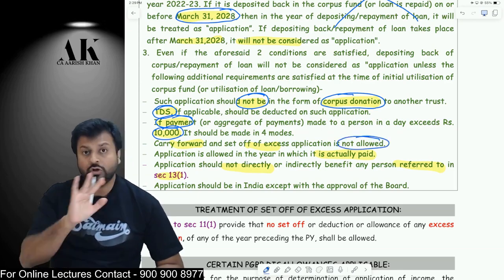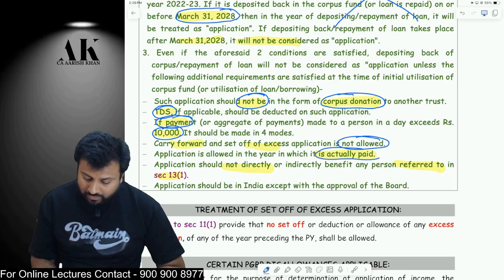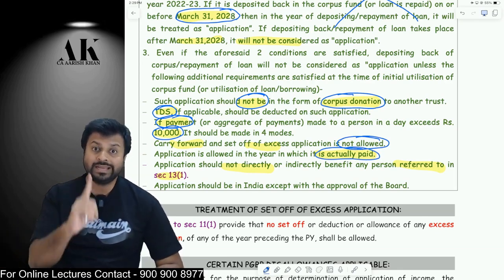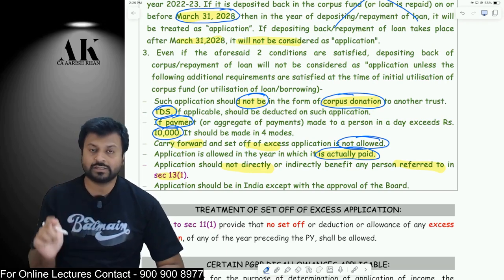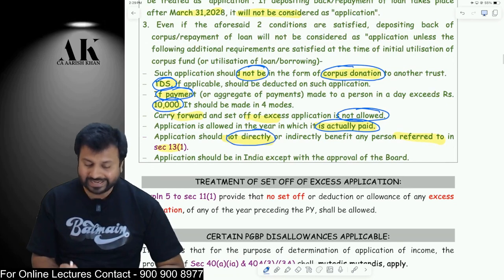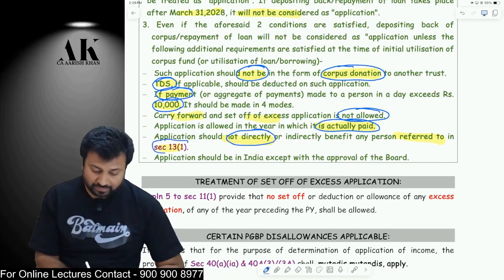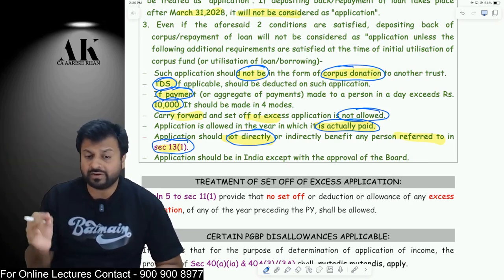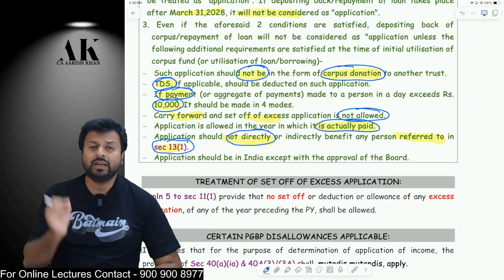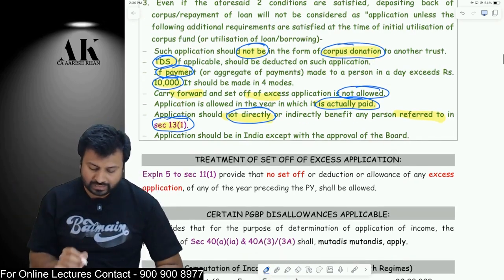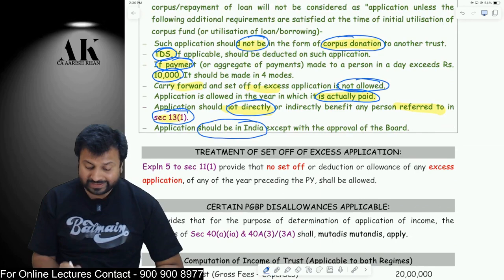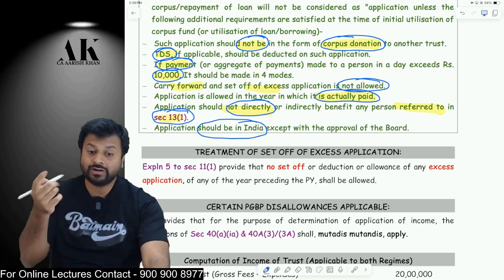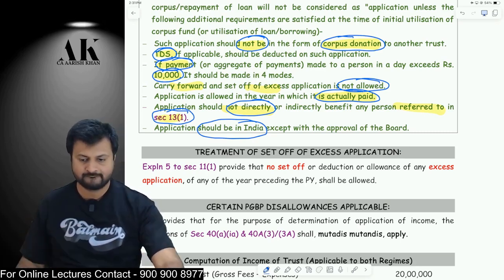Set off of loss is not allowed. Application is allowed only on actual payment basis, because accrual basis is not allowed. If you make the payment, then only it is allowed as deduction, otherwise it is not. You should not incur any money directly or indirectly for the benefit of any person mentioned under section 13(1), any specified person under section 13. And last but not least, the application should be in India, except in some exceptional cases where it is allowed to incur even outside India. I hope it is clear to all of you.